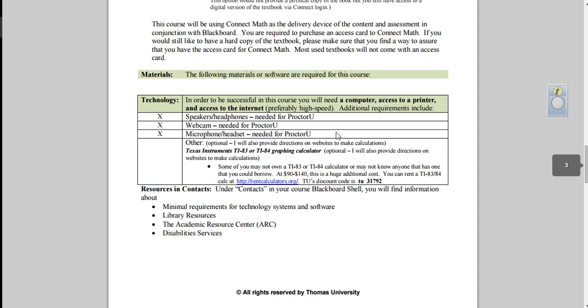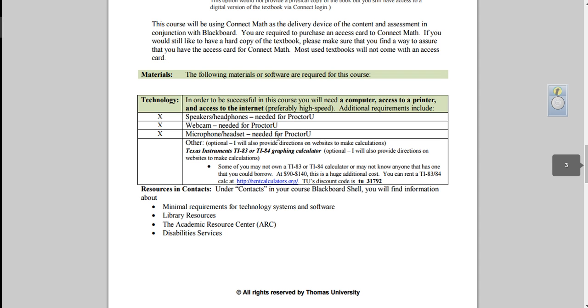Because of ProctorU, for your final exam at the end of the semester, you need to have speakers and headphones, or headphones, excuse me, for ProctorU. You need to be able to listen and hear that ProctorU person speak with you. I believe it actually says headphone, microphone, or headset. So a laptop that has a microphone and a webcam and speakers built in would be perfect. If you don't have one right now, then you just need to make sure you have a laptop that has those items in it for that last test.